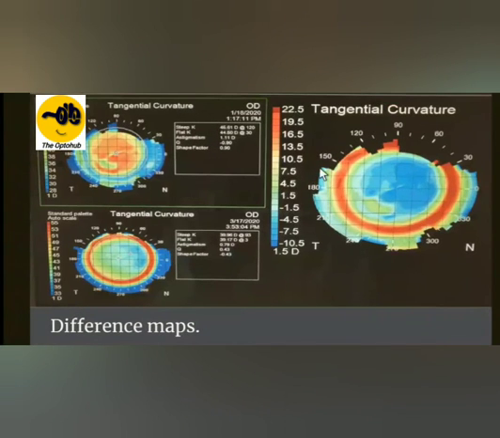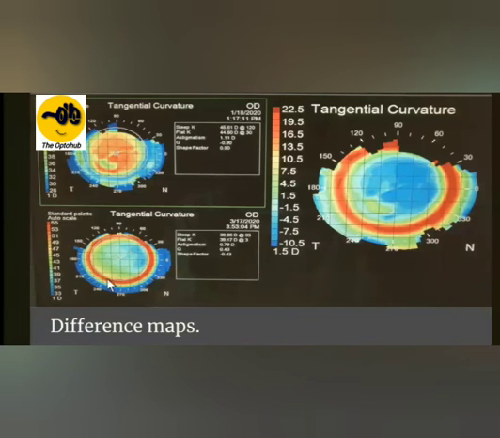This is again just a difference map that we see on the topographer. This is the tangential curvature. It's measuring the preoperative and the postoperative. So it will tell you how much the cornea is flattened and how much the cornea is steepened as compared to the initial examination. So on the left upper side, what you are seeing is the preoperative cornea of the patient. In the central regions, you can see a lot of red regions, and on the lower one you can see a lot of blue region in the center and red colors in the mid periphery. That means the cornea has become flatter in the center and steeper in the mid periphery.